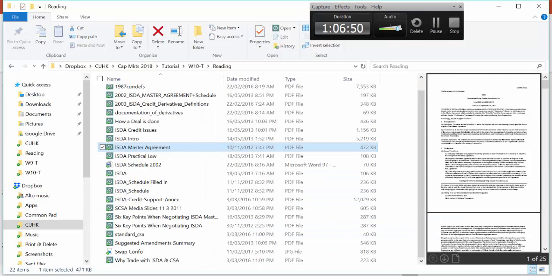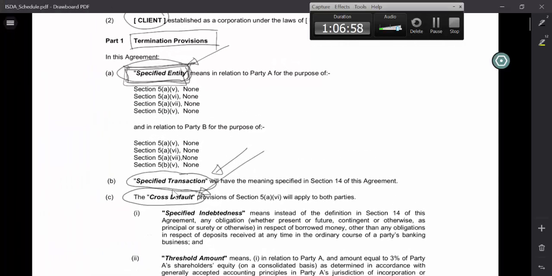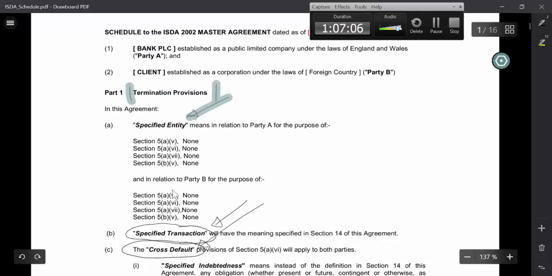What you can do is in your schedule, there's an entry called specified entity. So let's say this really is an ISDA between JP Morgan and GE Capital. You can put down here GE Aviation. This is for party A. So party A is JP Morgan. So you can put down here for party B, GE Aviation.